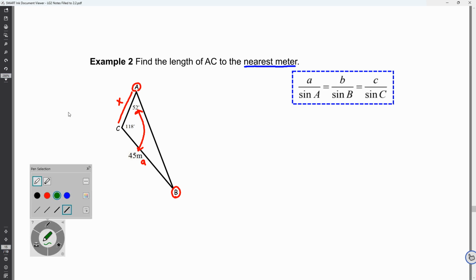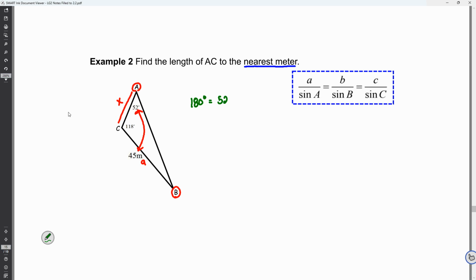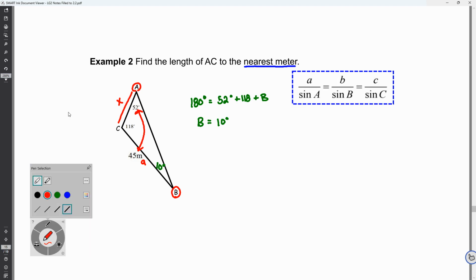Well, if you remember, in Math 10C, you probably learned about triangles, and triangles all add up to 180 degrees. So if we do 52 plus 118 plus the angle B, we should get 180 degrees. If we solve for this, we get that B is equal to 10 degrees. So my angle is 10 degrees here. Now I know the value of angle B, which means I can go ahead and solve this right here.